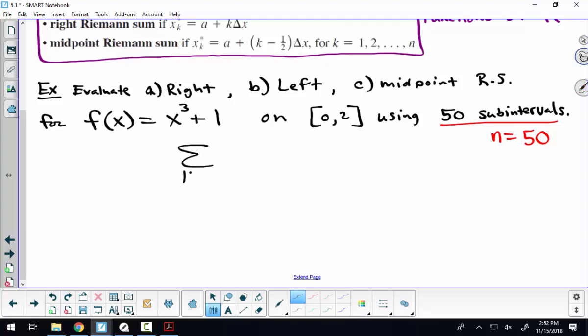So I'm going to rewrite this. No matter which Riemann sum we're using, this is always the formula to calculate those. The only thing that changes by left, right, or midpoint Riemann sum is this x star, which gets plugged back into the function x cubed plus 1. Delta x is the same for all left, right, and midpoint Riemann sums. So since delta x is constant with all of these, parts A, B, and C, let's go ahead and find delta x, and then we'll proceed from there. So really the first thing we need to do is find delta x.